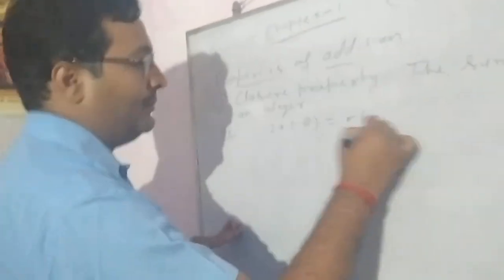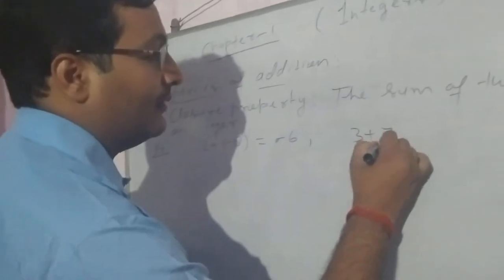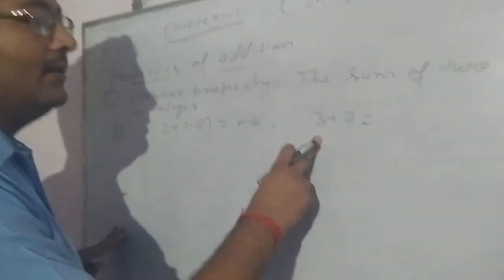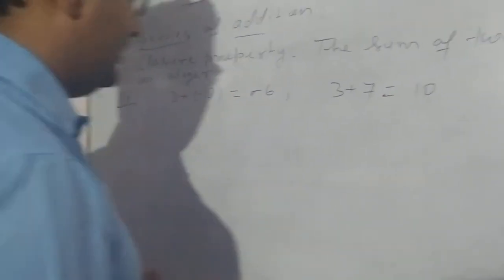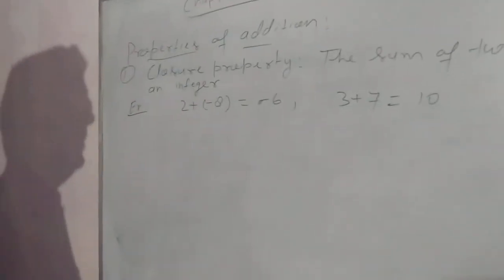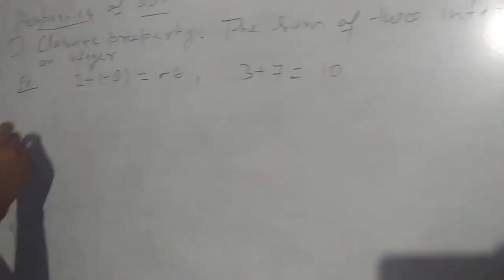Now another example, 3 plus 7. 3 is an integer and 7 also. 3 plus 7 is 10. So this is an integer. So what is the closure property? The sum of two integers is always an integer. I hope you all understood the closure property.